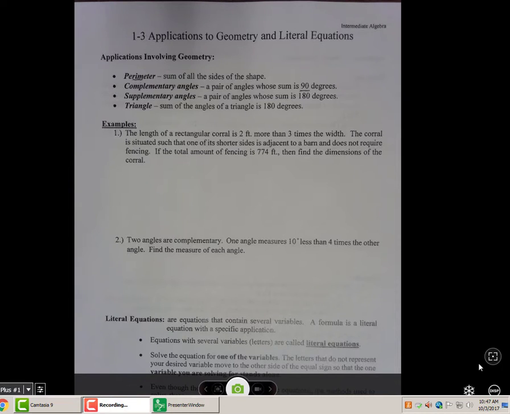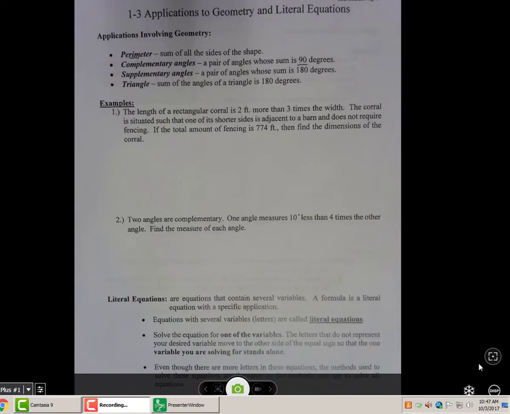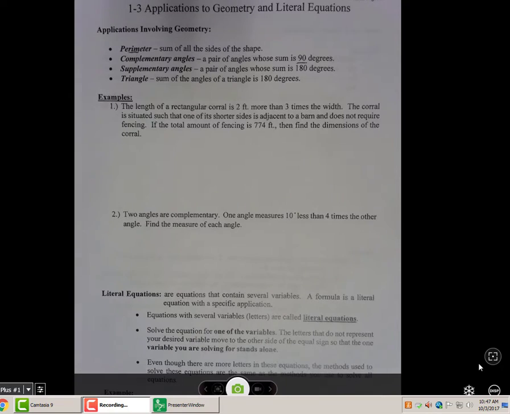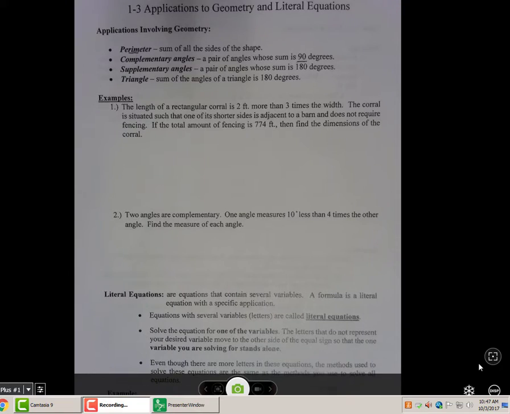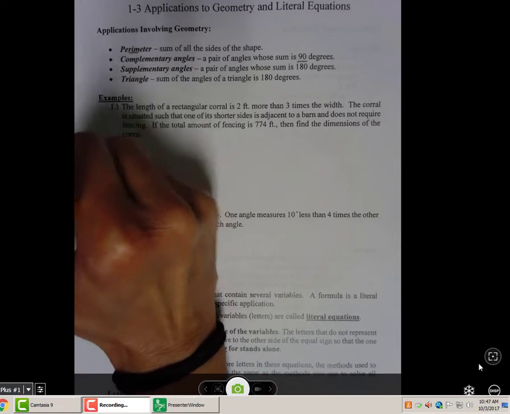Okay, let's go ahead and start right in with some examples. The first example, we have the length of a rectangular corral is 2 feet more than 3 times the width. The corral is situated such that one of its shorter sides is adjacent to a barn and does not require fencing. If the total amount of fencing needed is 774 feet, then find the dimensions of the corral. So if you want, you can go ahead and give yourself a quick sketch.